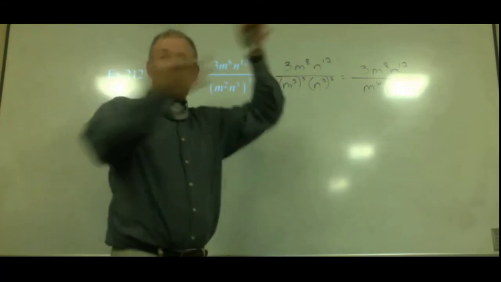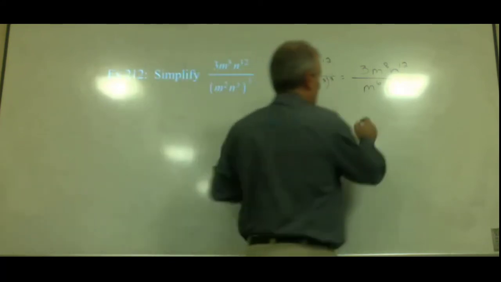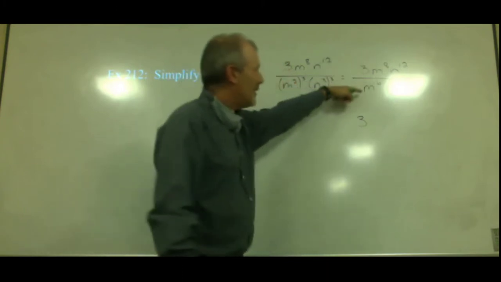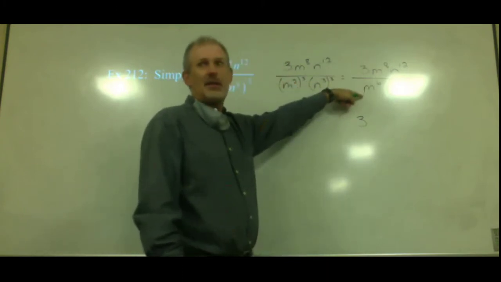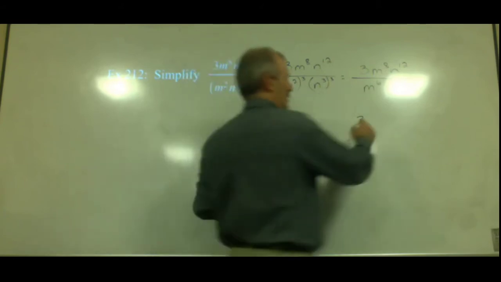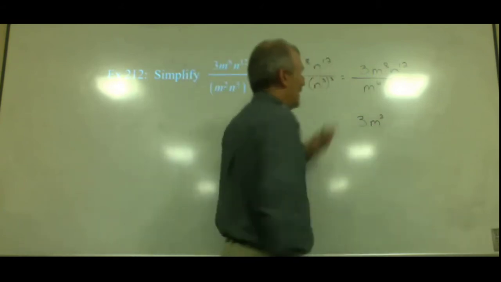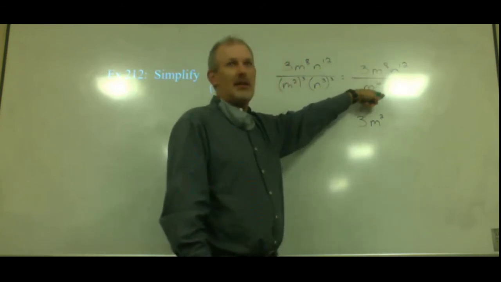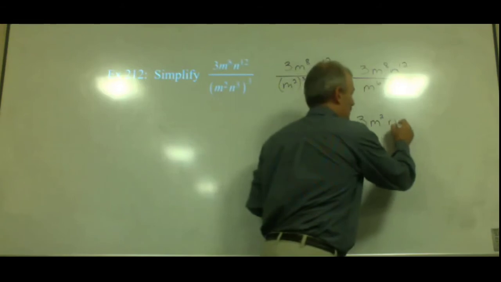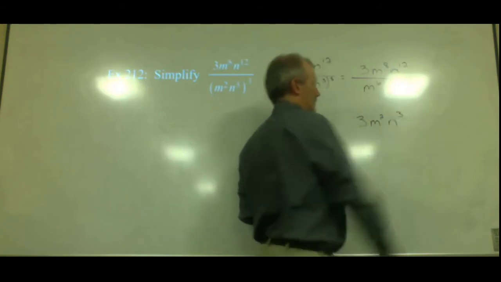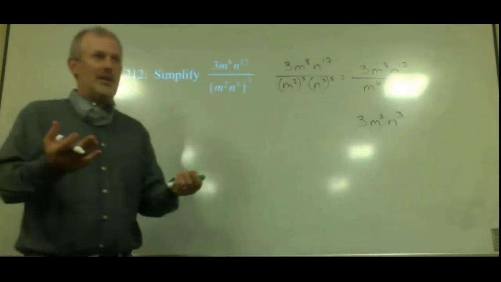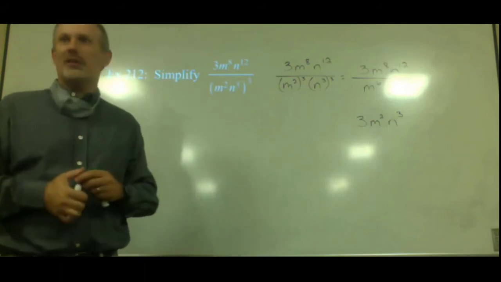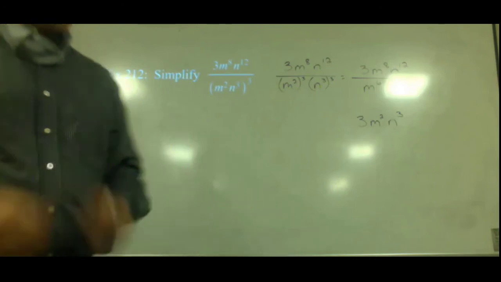So now we want to combine the top and bottom. You've just got a 3, so the 3 stays. M to the 8th divided by m to the 6th. 2. M squared. Yep. And then n to the 12th divided by n to the 9th is going to be n to what power? 3. And then you've only got one number and one of each letter with one exponent to each one of them, and we know we're done. Done. And then we're done.